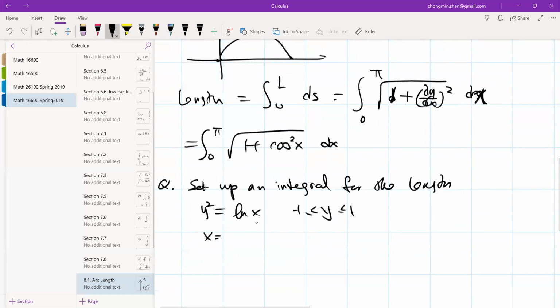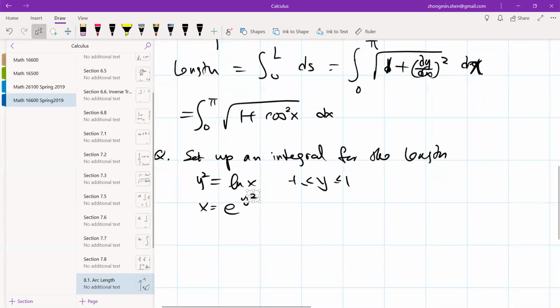So this x is going to be e to the y squared, as you can see, right? And x is always positive, y could be negative and positive. So the graph is a little bit strange. The graph will be, when y is 0, x is 1. It's going to be something like that. Okay?